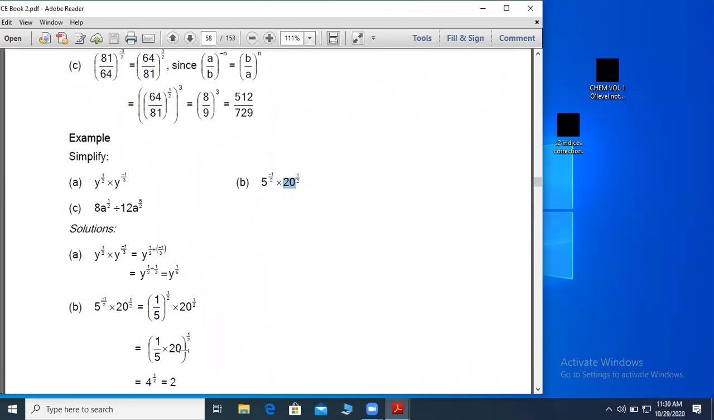So what I have been telling you is another method, and here there is also another method. Which method are we having here? 5 to power negative a half times 20 to power a half. Now 5 to power negative a half, I think you agree that this is the same as 1 out of 5 to power a half.